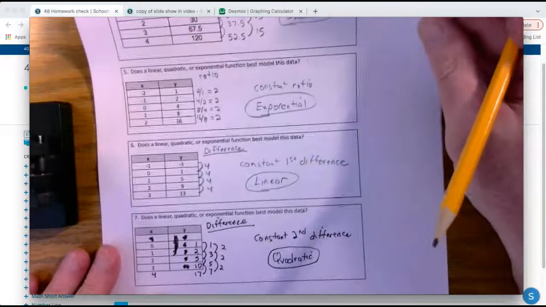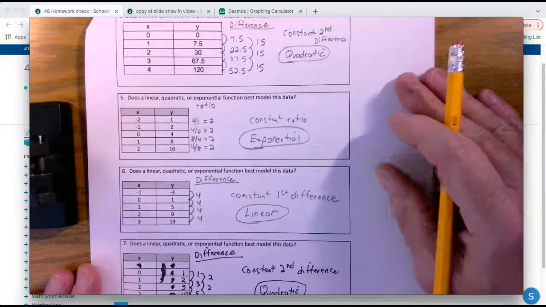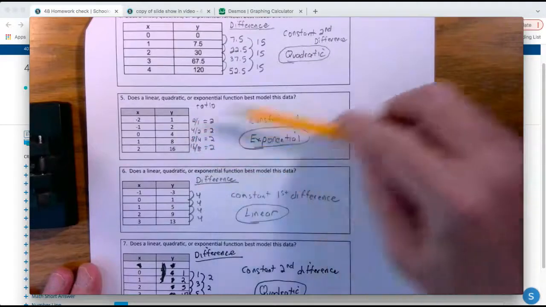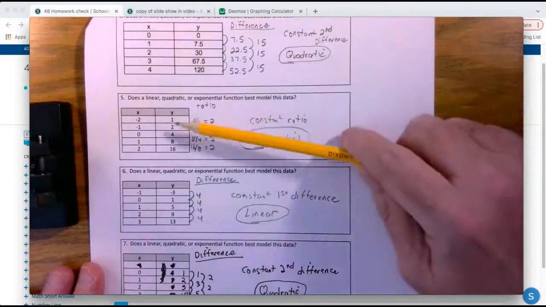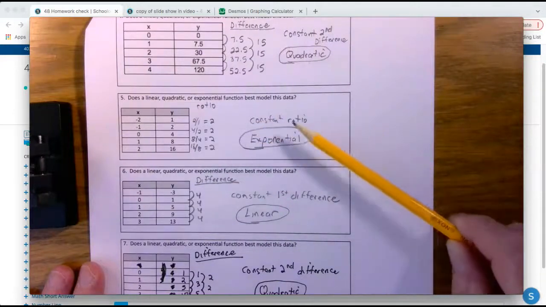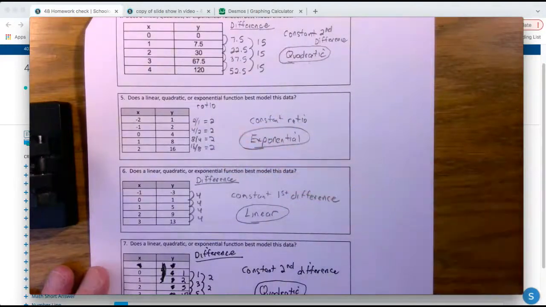All right, number 5. Pretty easy to spot, guys. It doubles every time. Double, double, double, double. It's exponential. When it doubles every time, that's exponential. It's a constant ratio. They all equal 2.